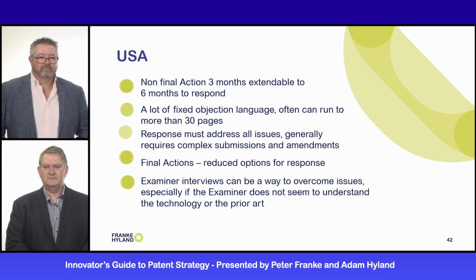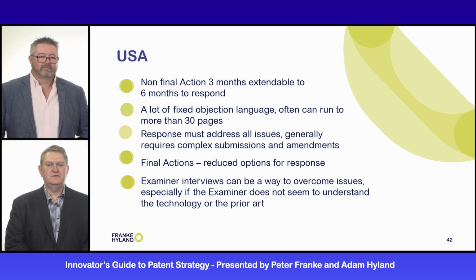When you file a response, a particular feature is you've got to address all issues. So in Australia, you might decide to just address some of the issues in a particular response and worry about the other ones once you've solved the big problems. In the US, you actually have to address all of the issues, or you can be deemed non-responsive, as if you've never filed a response, which is obviously not a good outcome. But in the US, you generally need pretty complex submissions and amendments because that's the way the objections are made.